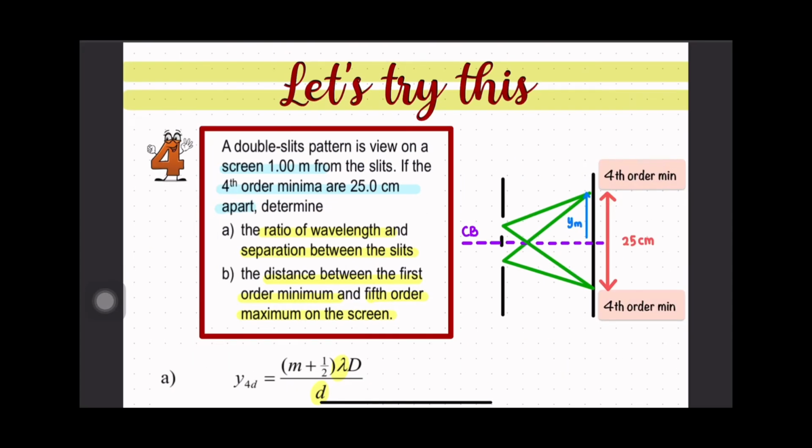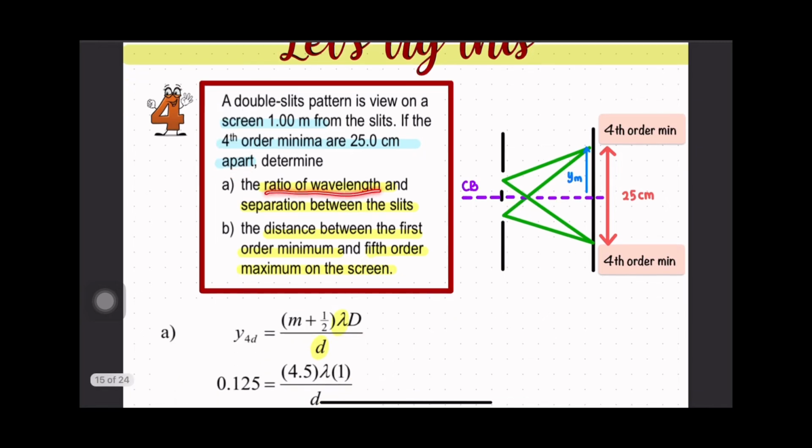Okay, so we have a double slit pattern viewed on the screen 1 meter from the slits, this one. And then we have the fourth order minima are 25 cm apart. So means that apart means atas bawah. Itu kena faham perkataan apart. So dia minta determine the ratio of the wavelength and the separation between the slit. Maksudnya dia nak lambda over d.